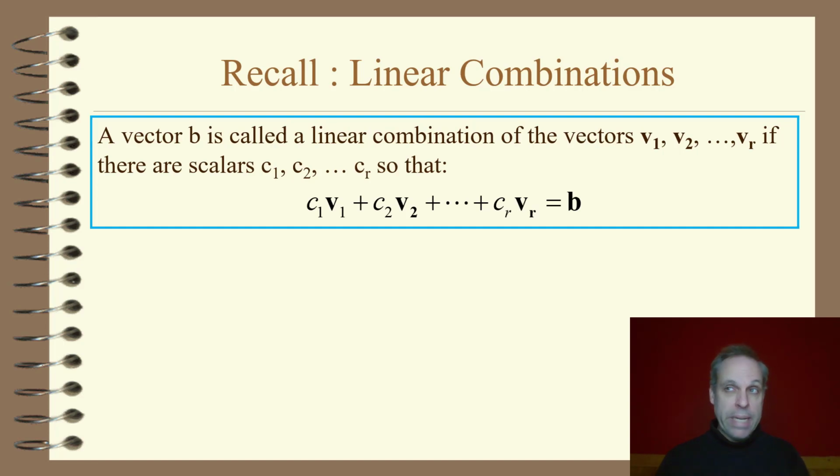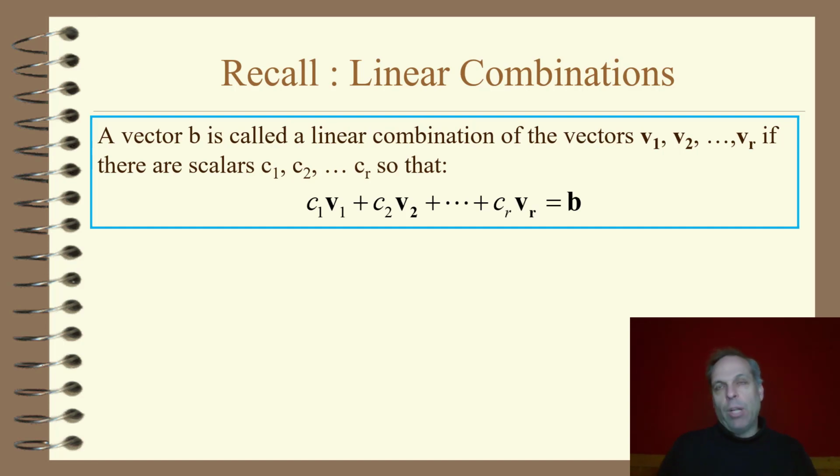So we say a vector B is a linear combination of r other vectors, v1, v2 up to vr, if there are scalars, c1, c2 up to cr, so that the particular sum of products, c1 times v1 plus c2 times v2, plus up to cr times vr, that sum of scalar multiples of vectors is equal to the vector B.